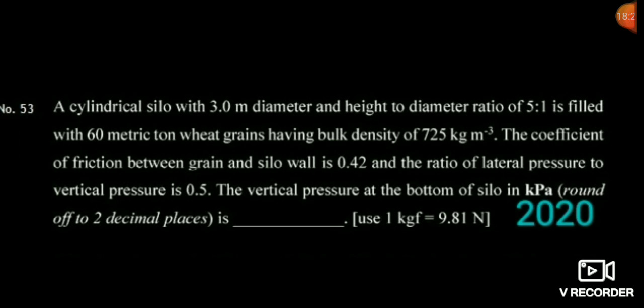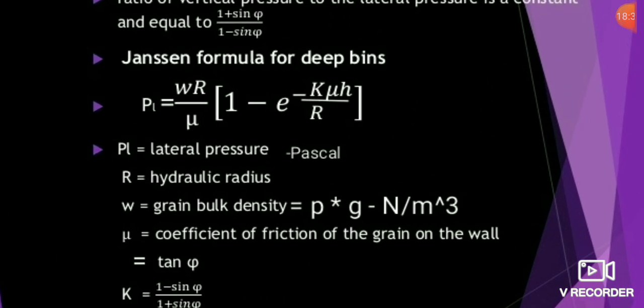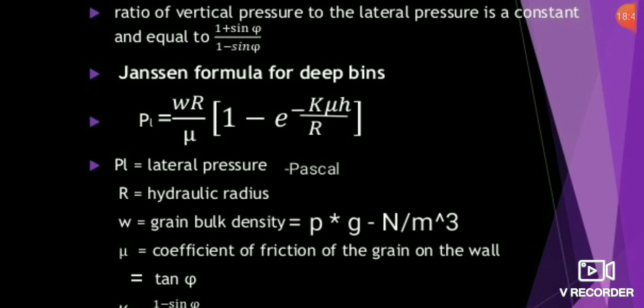But friends, I have told you, you see this formula for Jensen equation. Friends, here the h value, you see the h value, e to the power minus mu k h. Means friends, you remember that the h value is the height of grains, not the height of bin. Suppose bin height is 20 meter, but the grain filled inside the bin is 15 meter, then we consider the h value as 15, not 20.